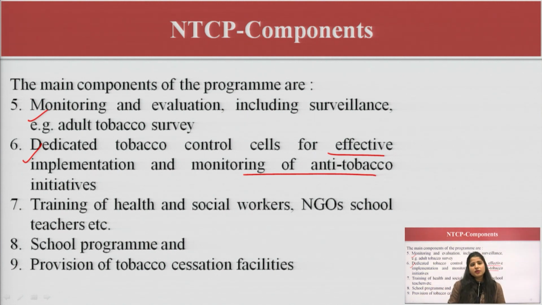So, there should be tobacco control units, and they are working on the primary level, the secondary or tertiary level as well. They will control the effective implementation and monitor the activities of anti-tobacco initiatives. Then, training of health and social workers, non-government organizations, and school teachers in this area, so that they can provide this information to the public.